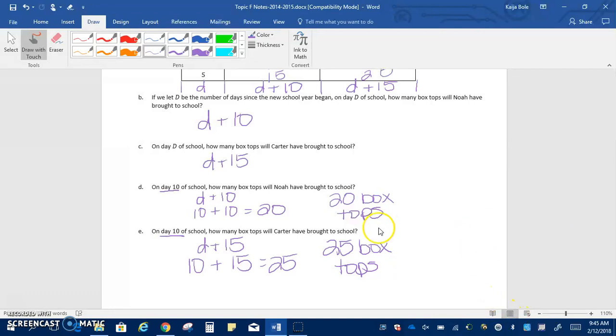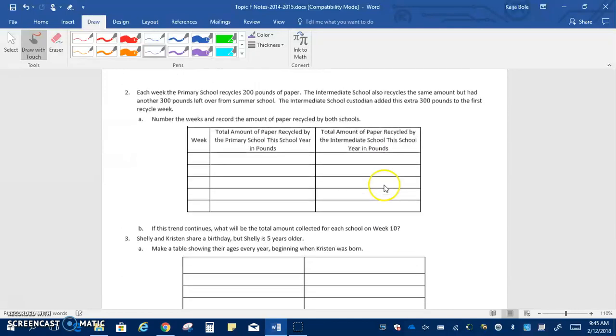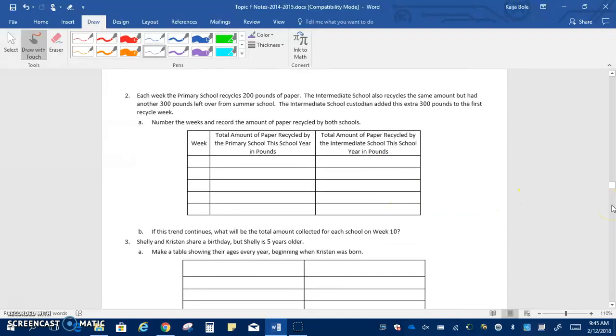All right, so that's all we're going to do for now. We're going to do this last page in class tomorrow, so you can go ahead and stop right there, and we will pick up on page 7 in class.